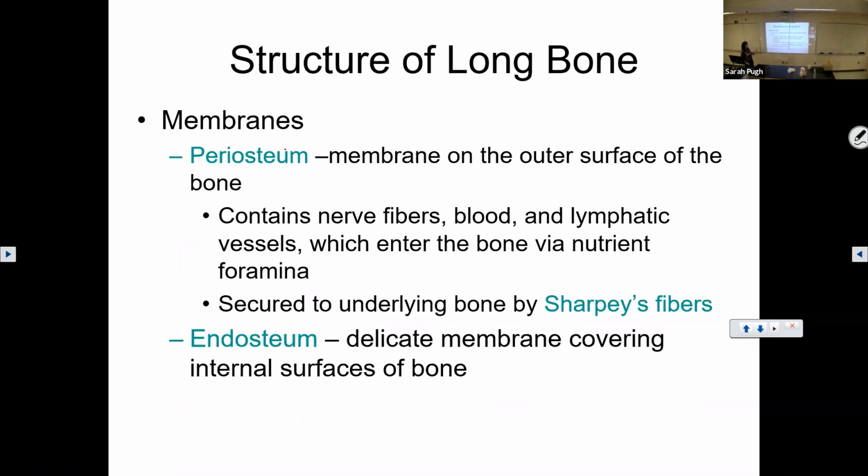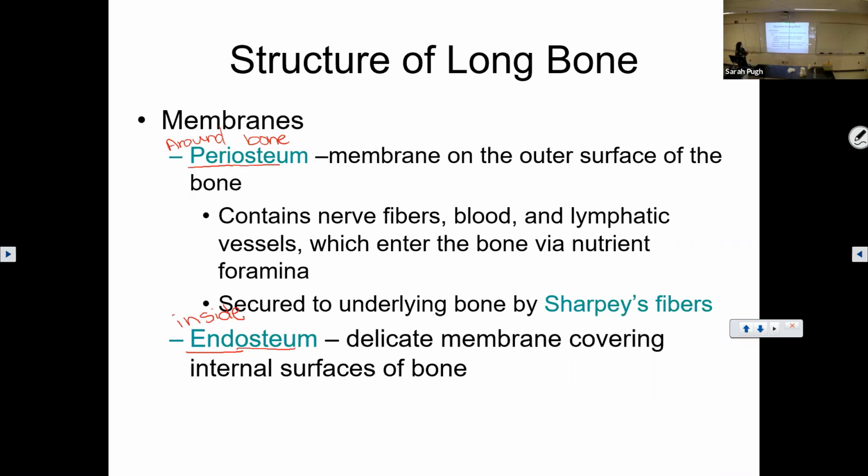Now there are some membranes in our long bones. There's a periosteum and an endosteum. You know we're talking about bone because of this part here. Osteo is bone. And then if we look at the prefix, peri means around the outside, and endo means inside. So we know, if we just look at these terms, the periosteum goes around the outside of the bone. We know the endosteum goes around the inside of the bone, those internal cavities, like the medullary cavity.